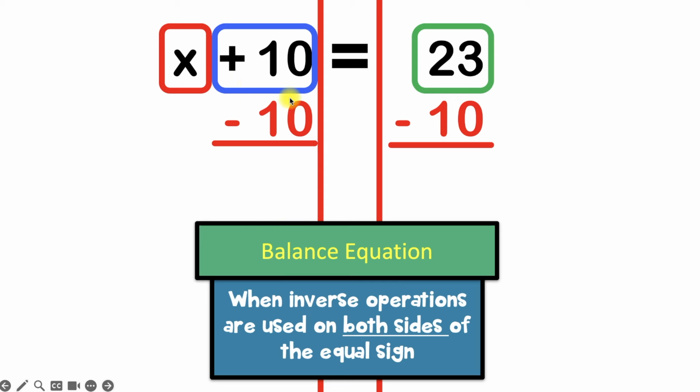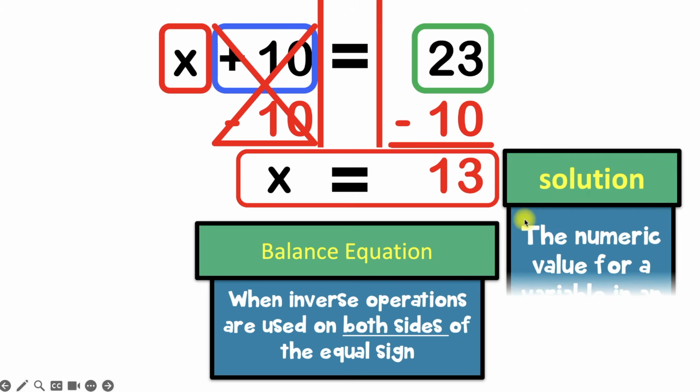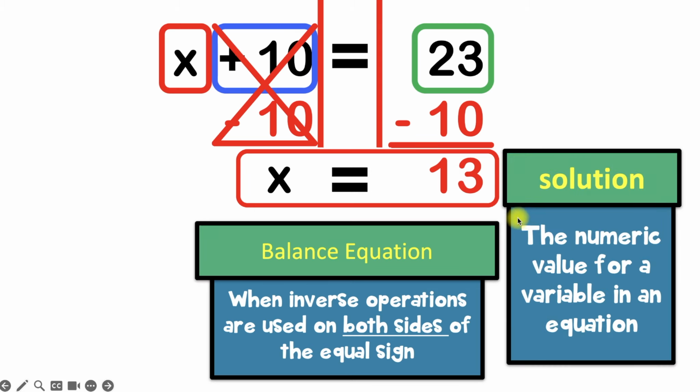Now what happens to these 10s? They cancel out. And that leaves us with just x by itself. So we'll bring down the x, we'll bring down the equal sign, and then we'll do 23 minus 10, which is 13. That means our final answer is x equals 13. And when you have your answer for x, that's called the solution. That's just the numeric value for a variable in an equation.